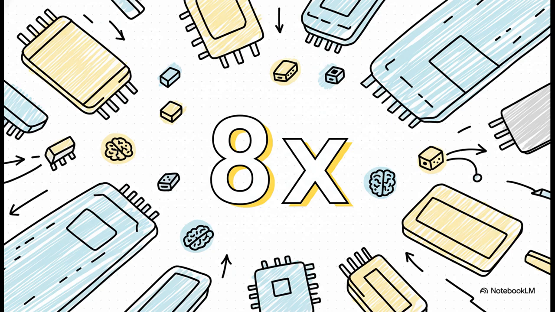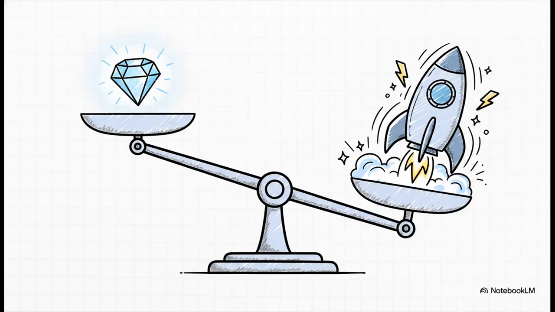And here's the payoff, and it is huge. By relaxing that need for absolute precision, the actual physical hardware you need to do the math gets 8 times smaller. That is a massive deal. It means you can cram way more processing power into the same tiny chip, which is exactly the magic behind Google's super-fast TPUs. So the big takeaway here is pretty simple.